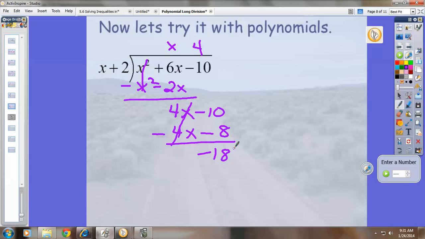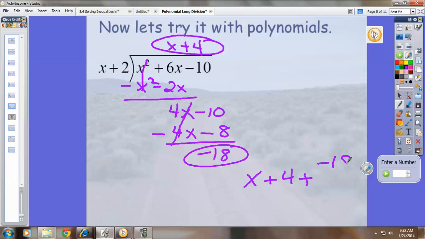Now, your answer is here and here. But it's not x times 4, is it? It's really x plus 4 because that was a positive 4. So our answer is going to be x plus 4 plus, what was our remainder? Negative 18 divided by, just like we did before, negative 18 divided by x plus 2.